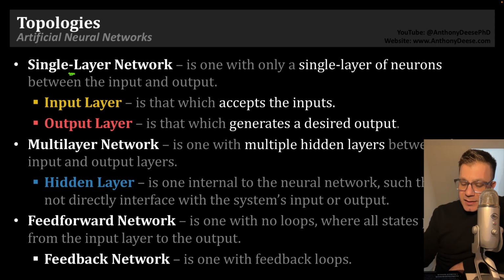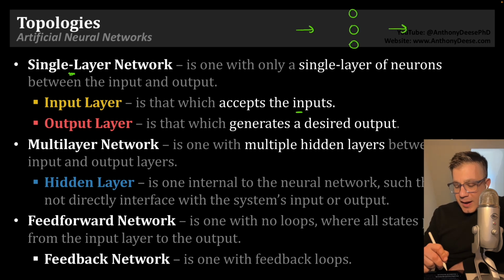Next, let's discuss some artificial neural network topologies. The simplest is a single layer network. That's one with only one layer of neurons between the input and the output. The input layer is that which accepts the inputs, and the output layer is that which generates a desired output. For a single layer network, we can assume this single layer fills the role of both the input and the output layers.